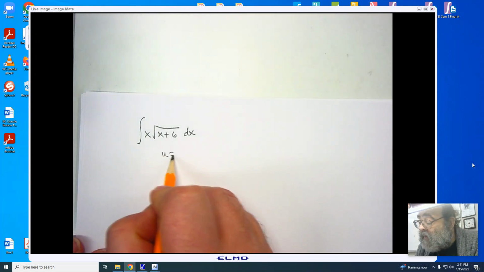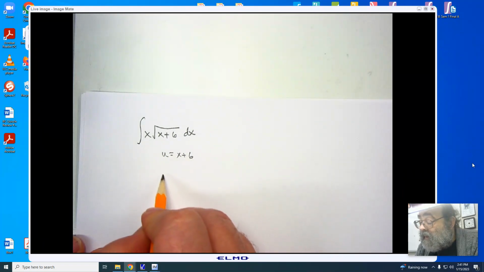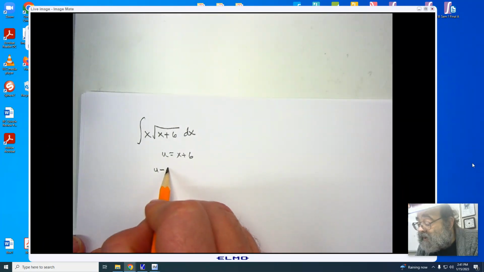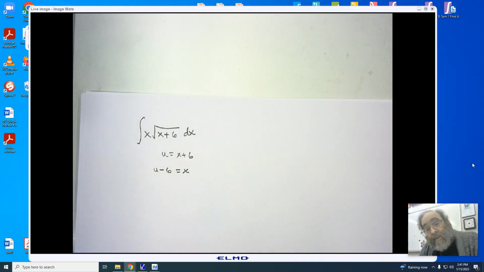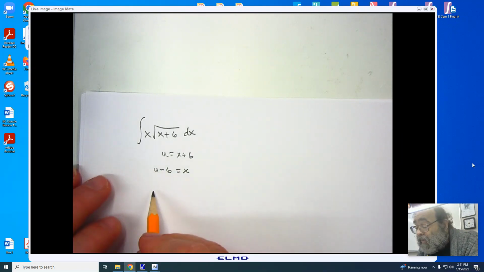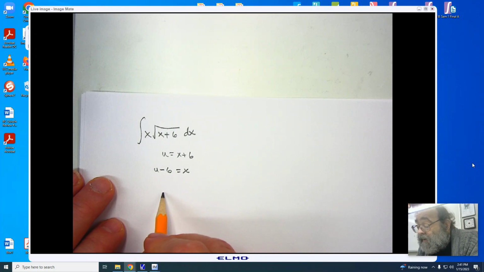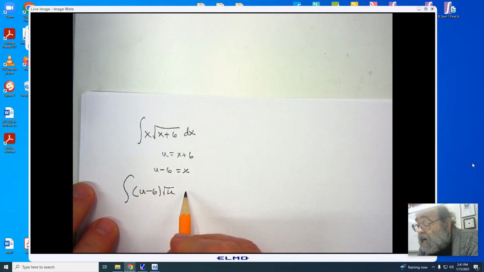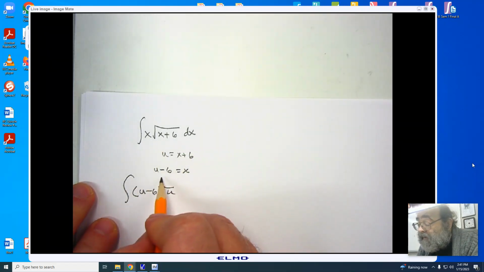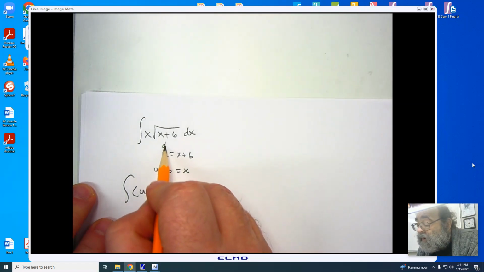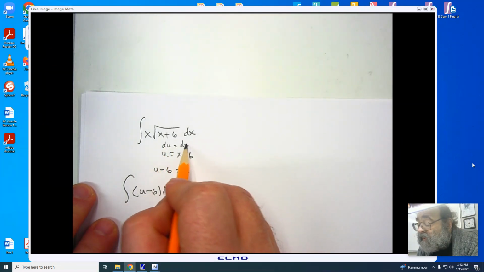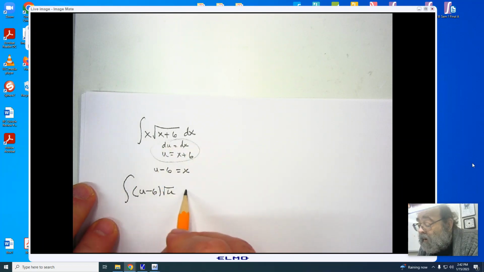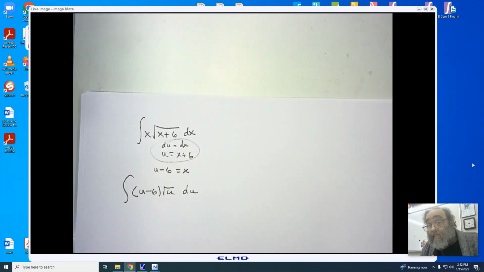If I let u equal x plus 6, then I know that u minus 6 is equal to the x. And I can now replace it and have the square root of u, and in place of the x out in front, call it u minus 6. Well, be careful. We still have to find what our du is equal to. Luckily, du is equal to dx. We can see that right here. And I've got my du. Sometimes it does change, and we have to be careful.